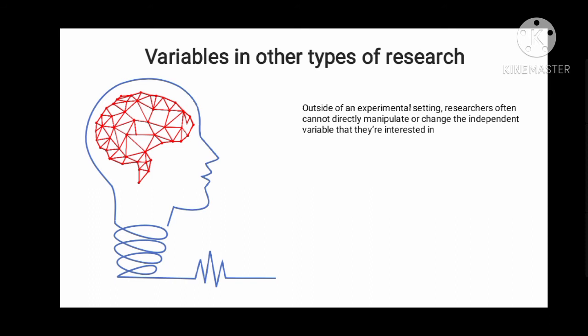In types of research where the exact relationship between variables is less certain, the researchers might use different terms for independent and dependent variables, for example explanatory variables and predictor variables, which we are going to learn another time.